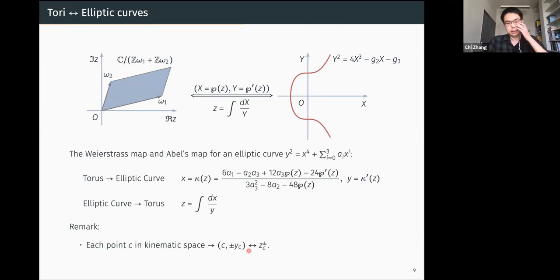And it's well known that tori and elliptic curves are essentially the same. For an elliptic curve of standard Weierstrass form, the map from the torus to the elliptic curve is given by the well-known Weierstrass P function. And the inverse map is given by the Abel map. So for our case, the elliptic curve is given by a monic polynomial of degree 4. So we first use the rational point at infinity to find the standard Weierstrass form. Then we find the corresponding Weierstrass map and Abel map. Here note that each point in kinematics corresponds to 2 points on the elliptic curve, since it has 2 solutions on the curve, and hence has 2 images on the torus.